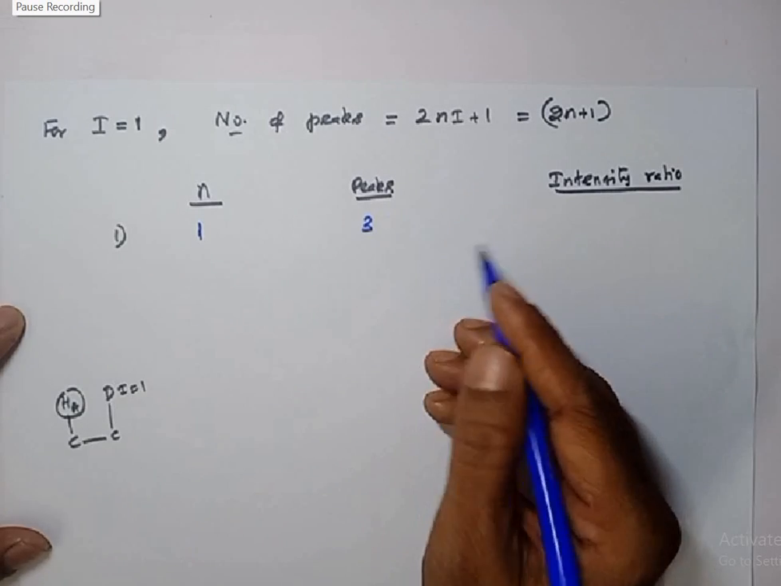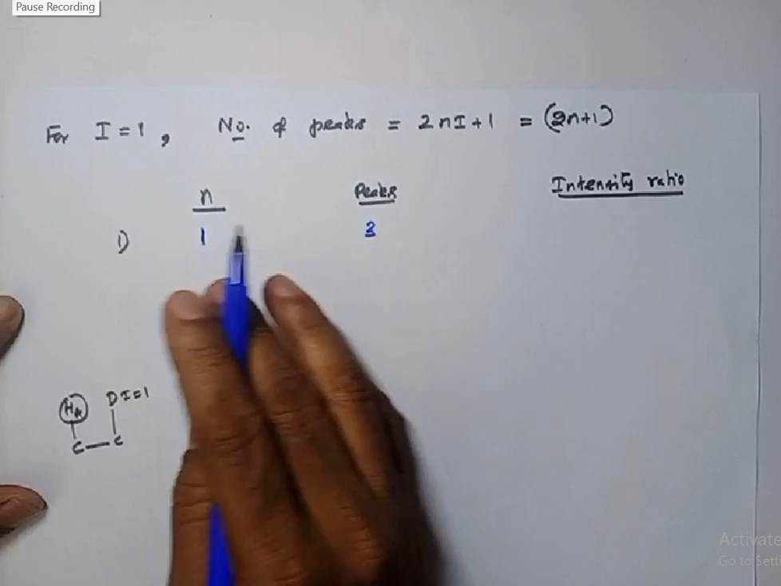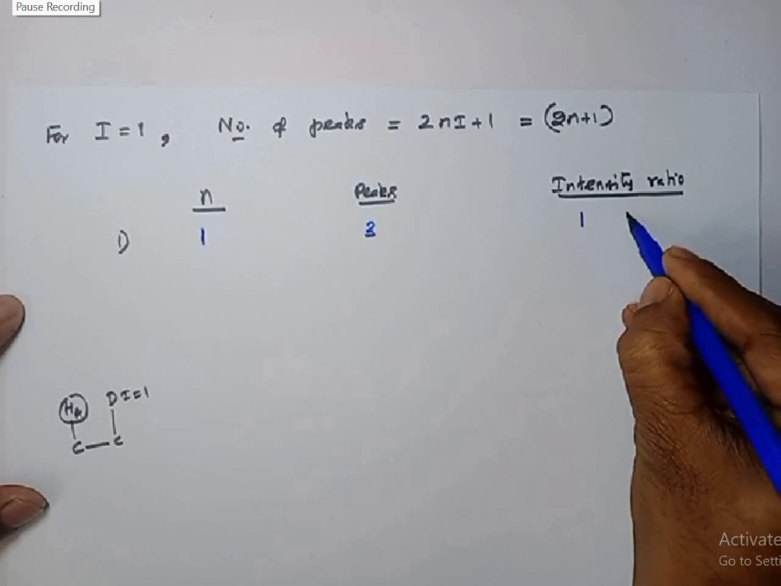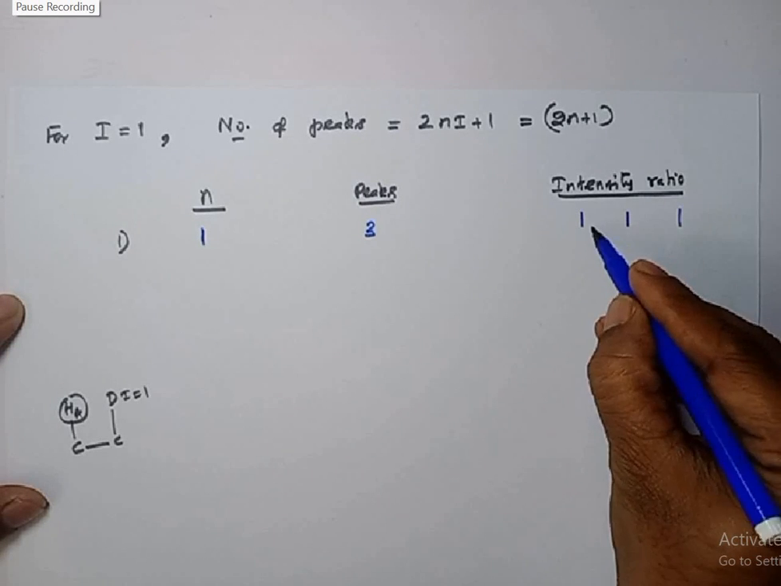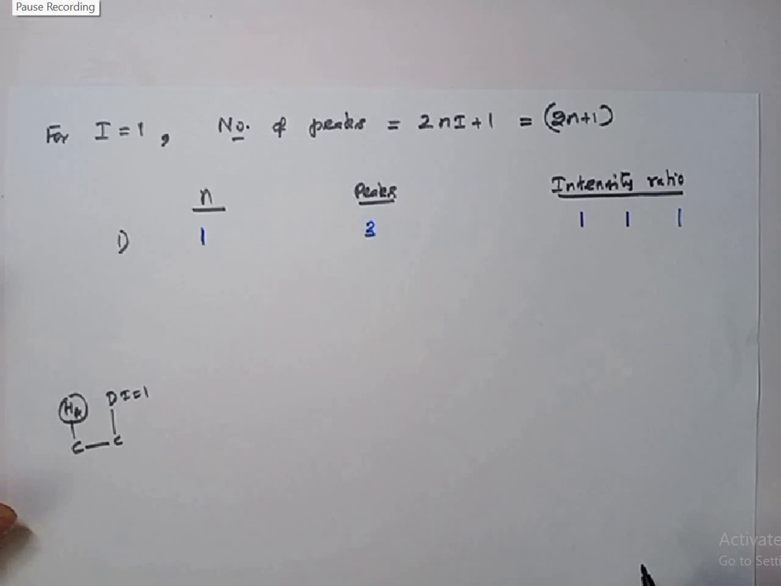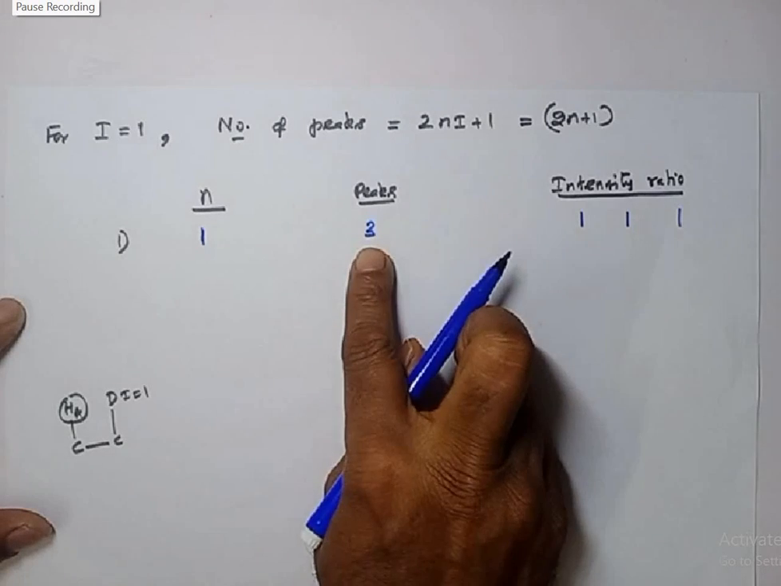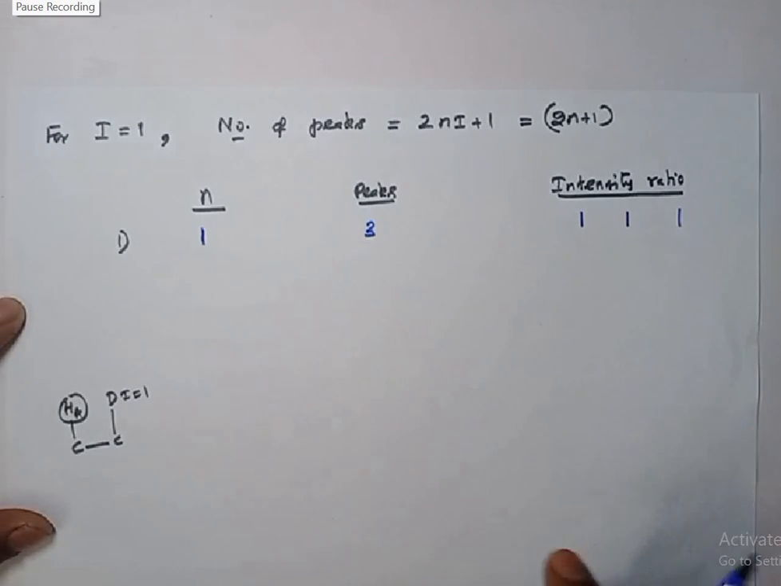Okay, 3 peaks means what is the intensity ratio? Listen carefully, the starting intensity ratio is 1 is to 1 is to 1. Okay, I have 3 peaks. Starting ratio should be 1, 1, 1.